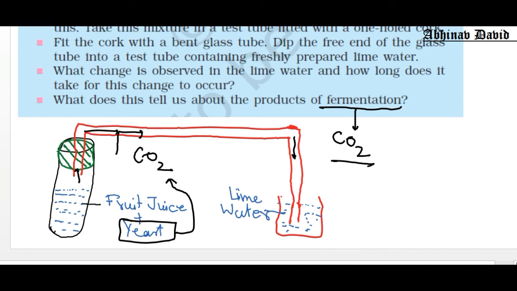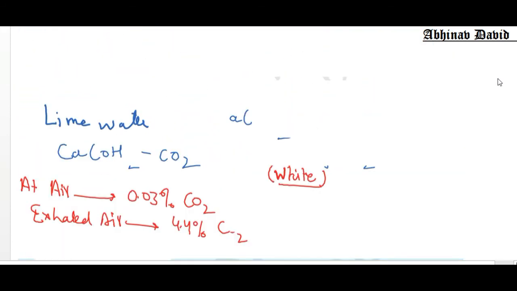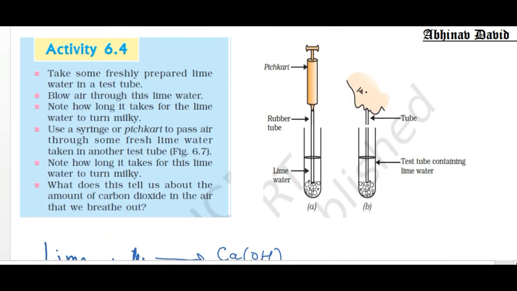So in both the activities 6.4 and 6.5, in activity 6.4 we are blowing the air. Now we take the air in and we give out the air. We know that we breathe. Okay, so when we take in the air which is rich in oxygen and we give out air which is rich in carbon dioxide, it shows aerobic respiration. So in aerobic respiration, carbon dioxide is released.